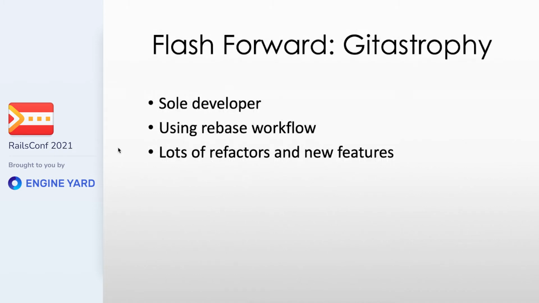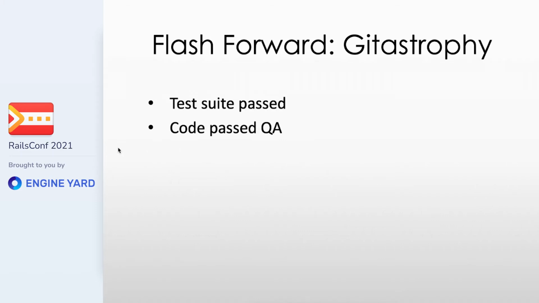I was working on a budget application, Rails obviously. I was the only person working on it at that time, and so I was using a rebase workflow. There were a bunch of new features, some refactors that I'd done. It was ready for production. My test suite was passing locally, code passed QA, and I handed it off to someone else to load it into prod. And that happened, and prod blows up.